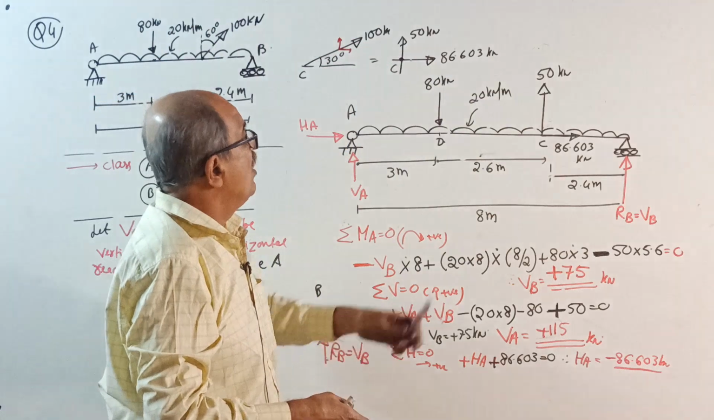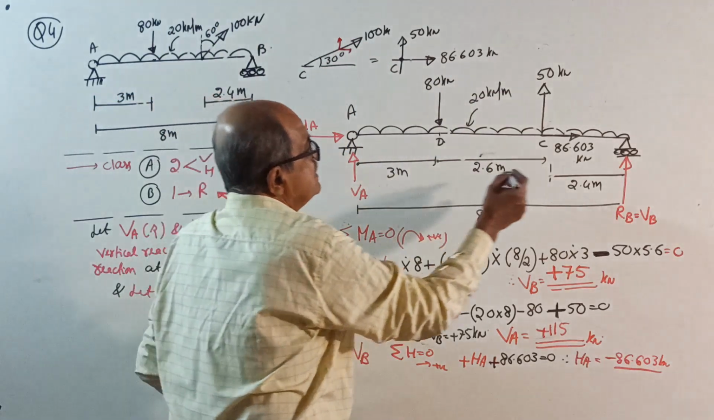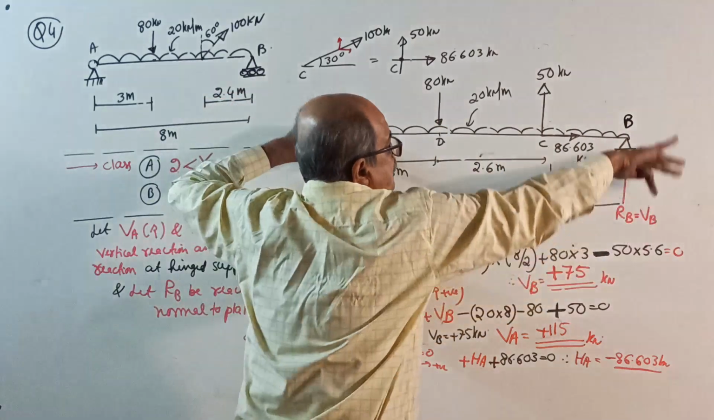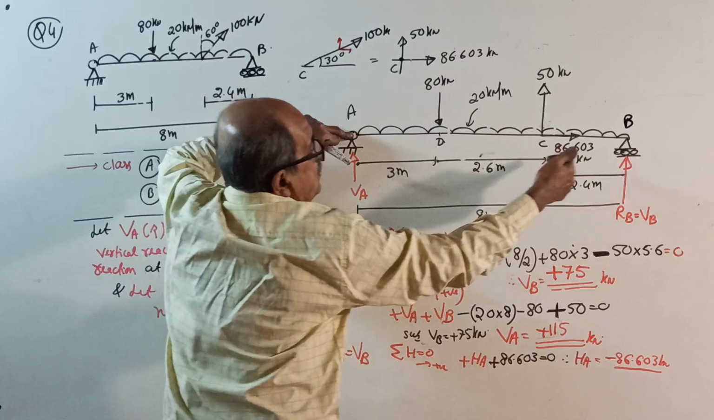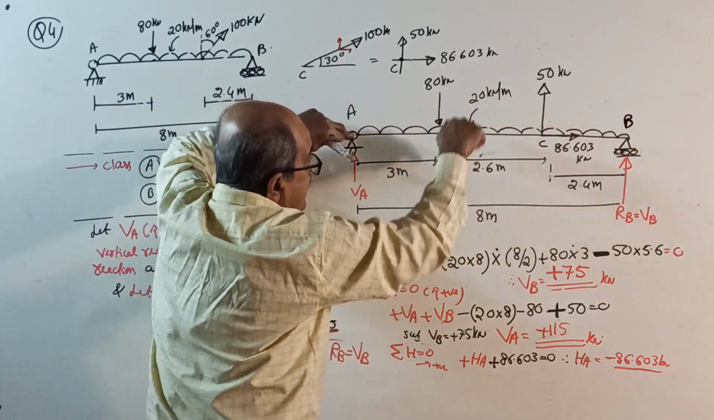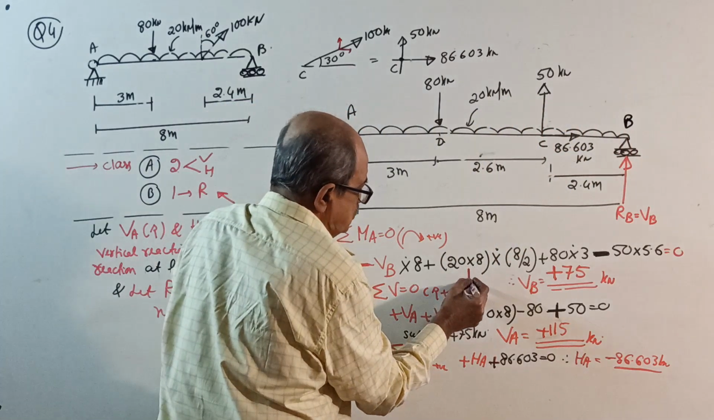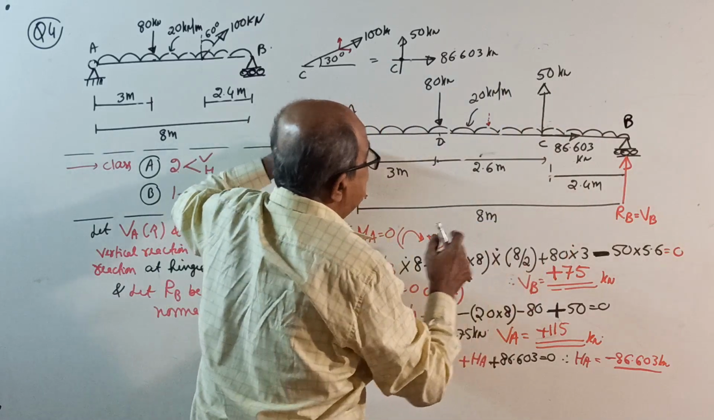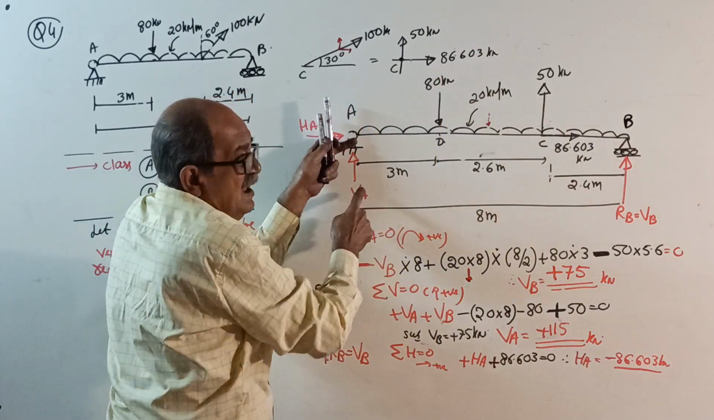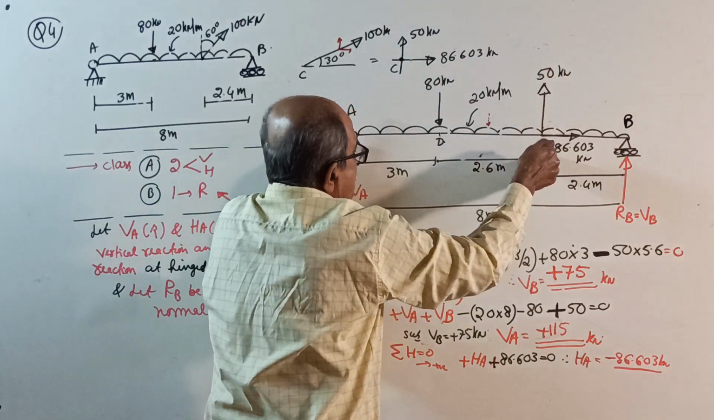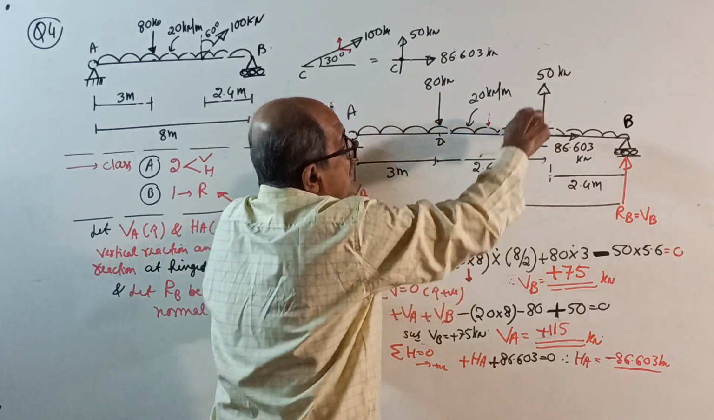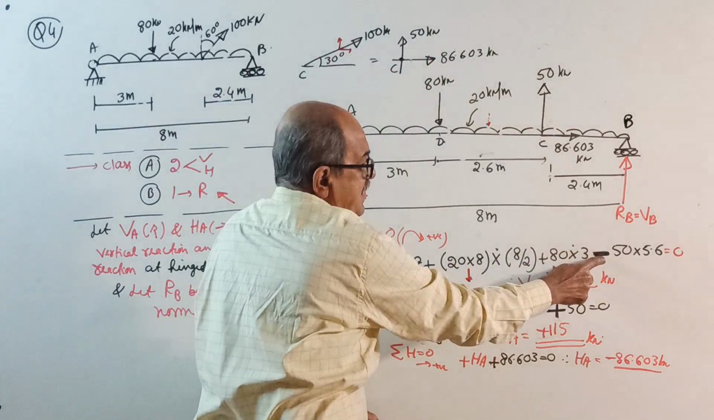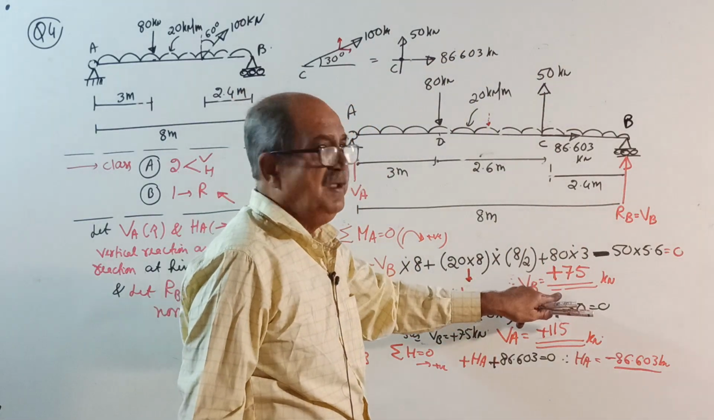Okay, now enter all the values here. Now I should not explain much. A, B, C, D. Take moment about A. Minus VB into 8 plus UDL: 20 kN per meter for 8 meter is the total load. See, it is acting somewhere here. Total load into half of 8, 8 by 2, plus 80 into 3. Be careful. 50 into 5.6. If a downward load is there, it will create clockwise, but it is an upward load. See here, anti-clockwise. Be very careful. Equal to 0, you get the VB value.